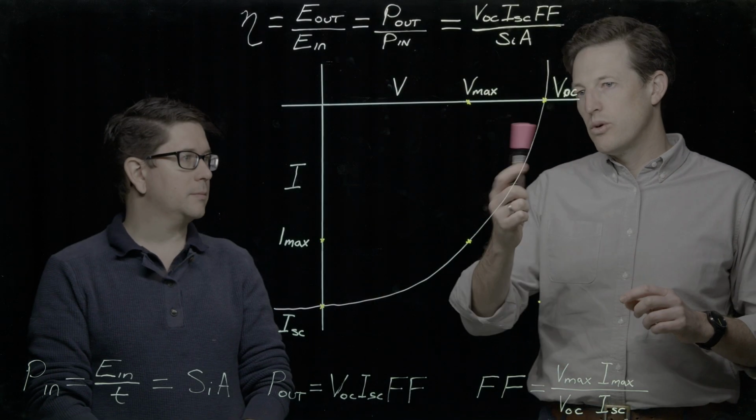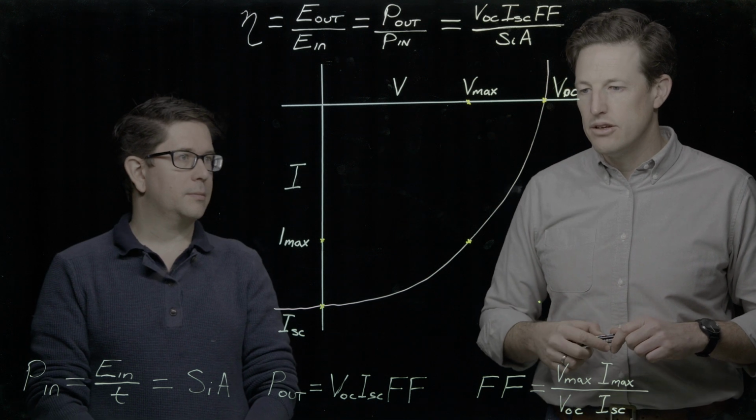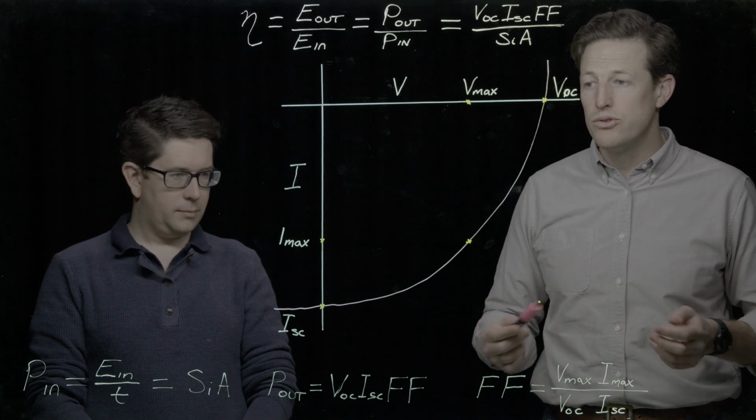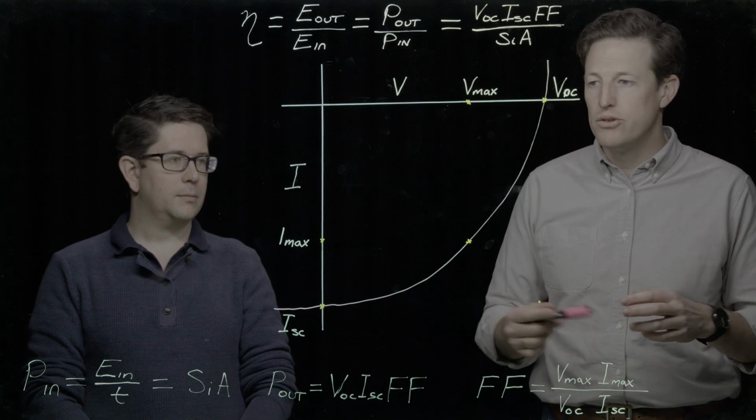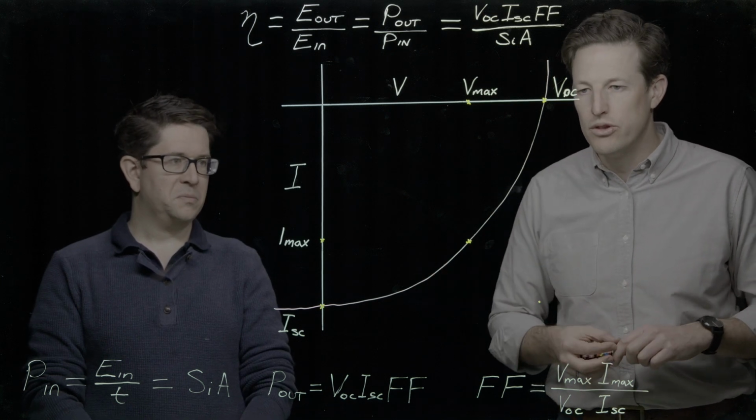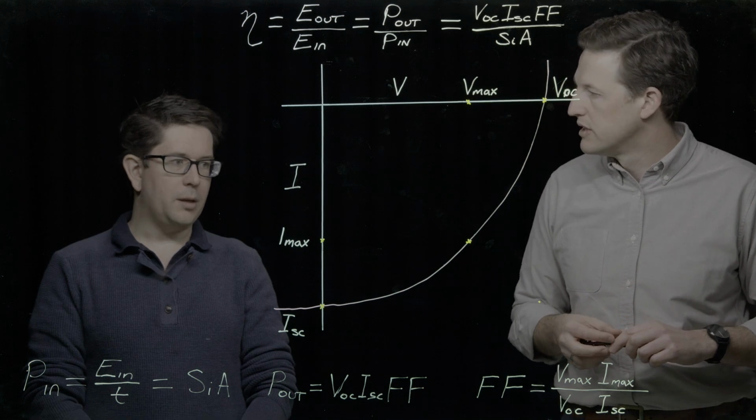Okay, so Nick, what we have drawn here now is an IV curve, or current-voltage curve, for one of the solar cells that we make, the printed solar cells. And this is a pretty typical curve for this type of solar cell, isn't it? Yeah, it looks pretty good.